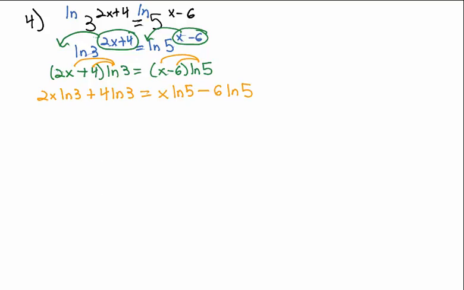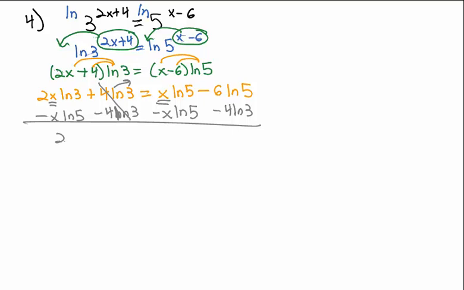Now we're just solving a linear equation. We need to get the variables all on one side and everything without a variable on the other side. So let's move the variables to the left. We'll subtract x natural log of 5 from both sides. Then the 4 natural log of 3 has no variables, so we'll subtract it out as well. Subtract 4 natural log of 3. So we have 2x natural log of 3 minus x natural log of 5 equals negative 6 natural log of 5 minus 4 natural log of 3.